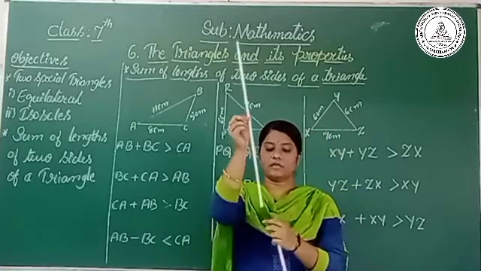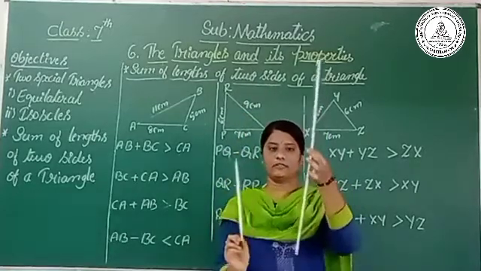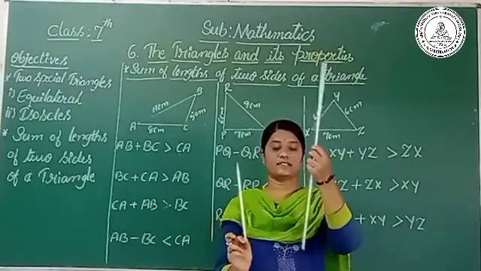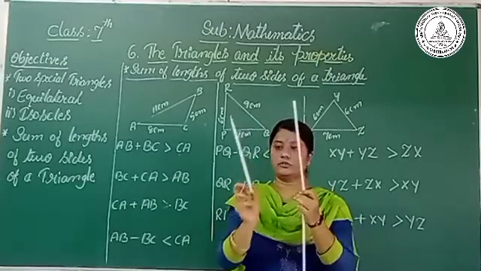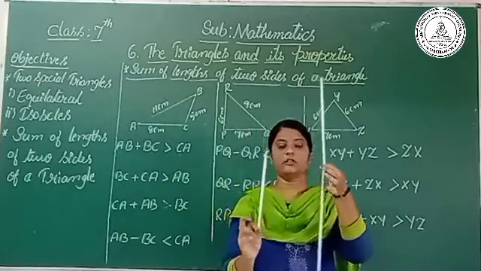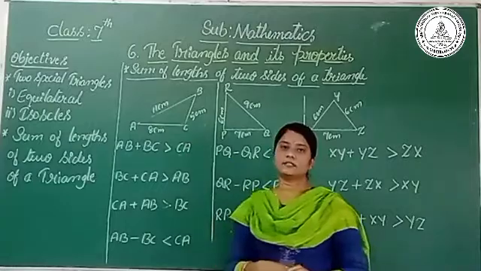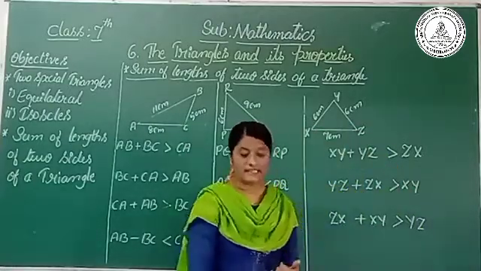Okay, in the same way now I will add these two sides. Now you may observe here, 8 cm and 7 cm, which equals 15 cm. So 15 cm is greater than the 6 cm. So in the same way you have to check whether the sum of two sides is greater than the third side or not.